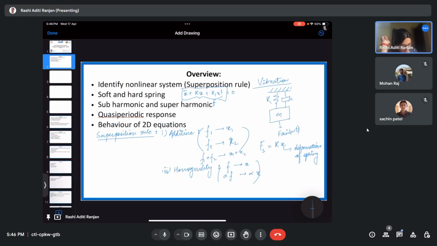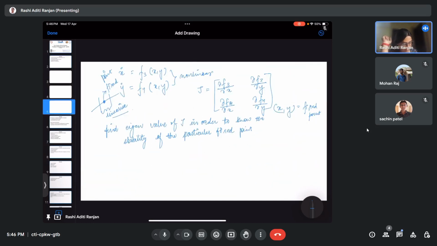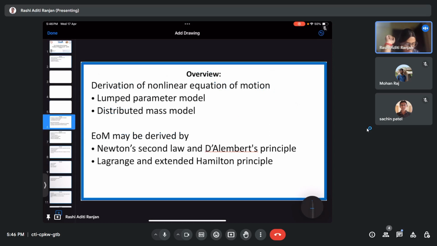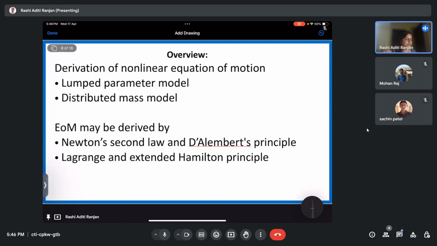Now, what was the last thing? Yeah, behavior of 2D equations. I guess this one is done. So coming on to the next one, where we discussed derivation of the nonlinear equation of motion. We discussed how we would derive the equation of motion, because as an engineer, I know how a physical system is. I can see how a physical system is, and I may intuitively understand how my physical system is going to behave.